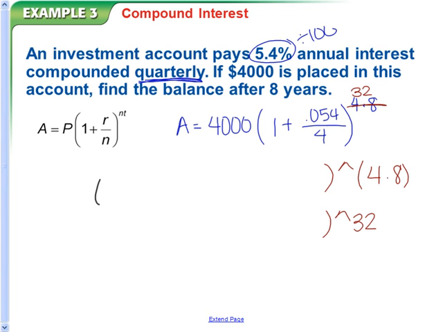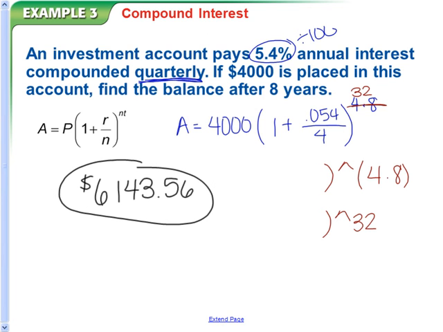You should find out that you have $6,143.56. That is how much money you have in your bank account. After 8 years, you have gained $2,100 approximately.